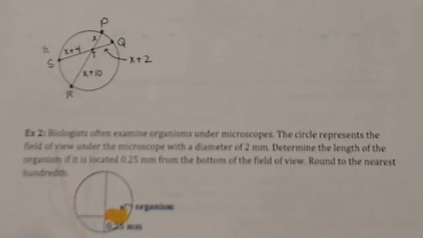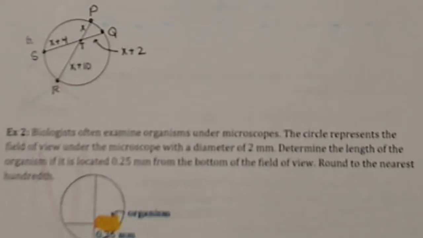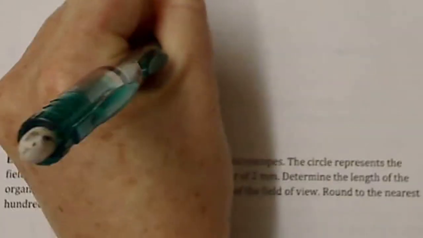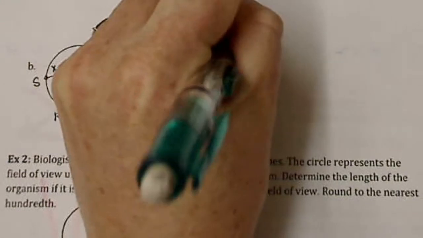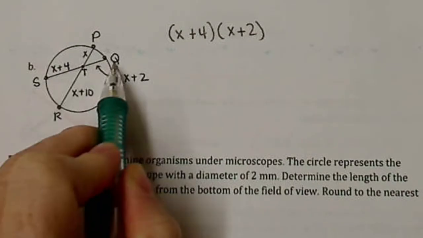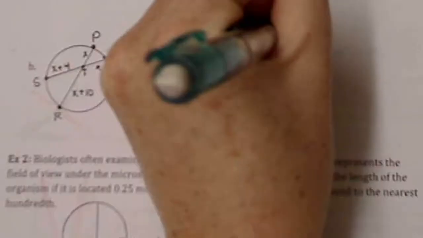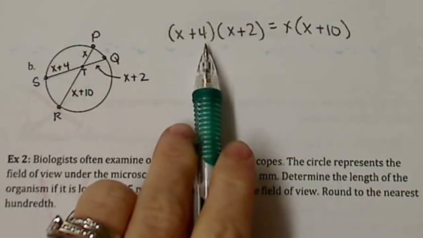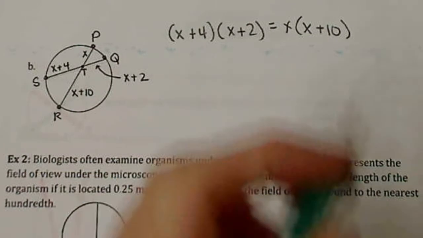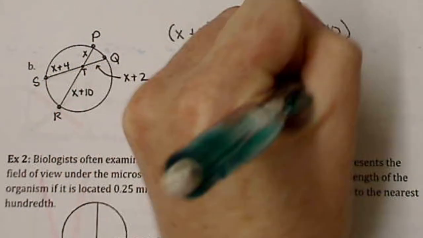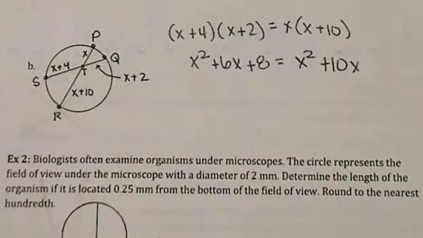Okay, same sort of thing, but now I have a little bit more complicated. Now I have x's on all of my segments. So we may have to remember algebra. x plus 4 times x plus 2, this secant right here, is equal to this secant PR, x times x plus 10. Okay, you do need to FOIL this. Remember firsters, outers, inners, lasters, and all of that. So x squared plus 6x plus 8 is equal to x squared plus 10x.